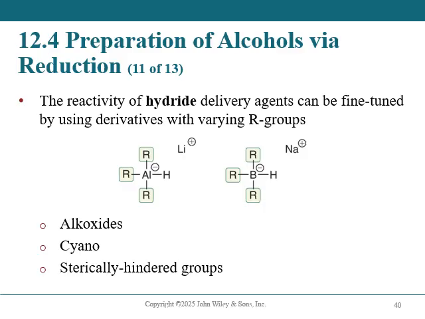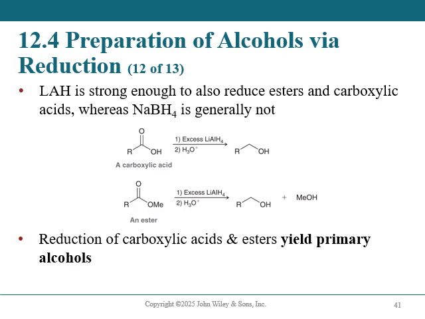The reactivity of hydride delivery agents can be fine-tuned by using derivatives with varying R or alkyl groups. You use alkoxides, cyano groups, or sterically hindered groups to make things go a little bit slower, a little bit more controlled for us. Lithium aluminum hydride is strong enough to also reduce esters and carboxylic acids, something that sodium borohydride is not able to do. Reduction of carboxylic acids and esters would yield primary alcohols.